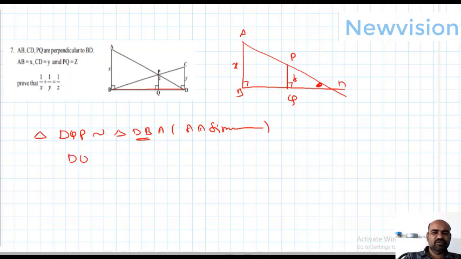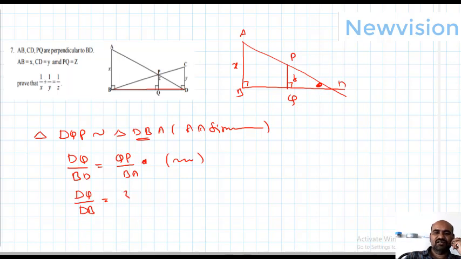So DQ by BD equal to QP by BA, also equal to DP by DA. There is no use of DP here, no need to write it. You need to write the reason why they are equal: in similar triangles, corresponding sides are in proportion. You write DQ as it is, don't disturb DB also, equal to Z by X. So treat this one as the first equation.